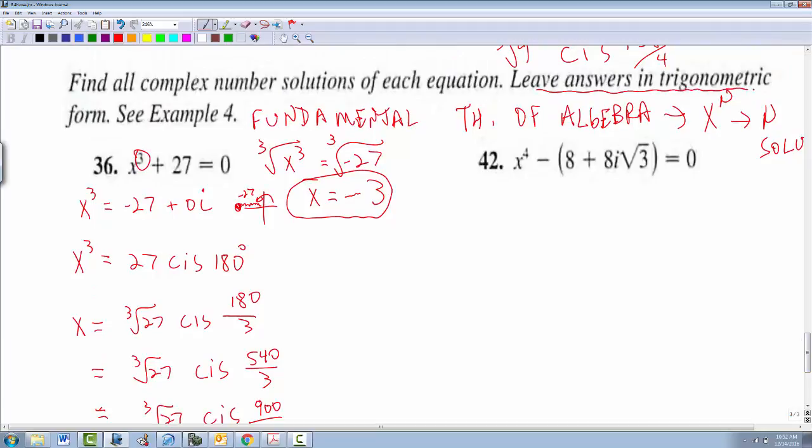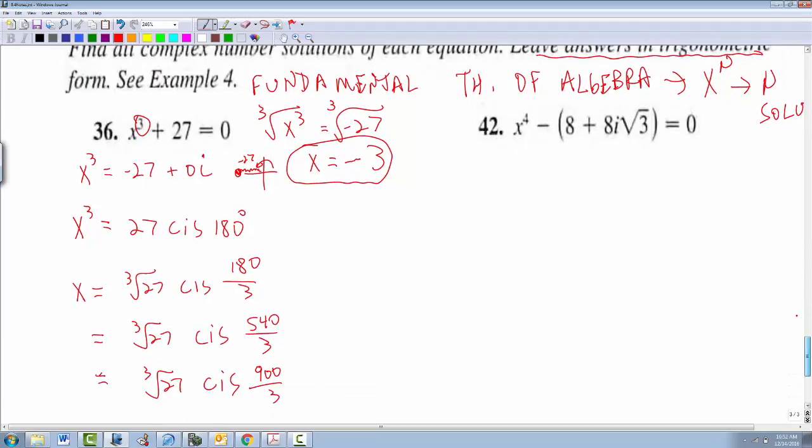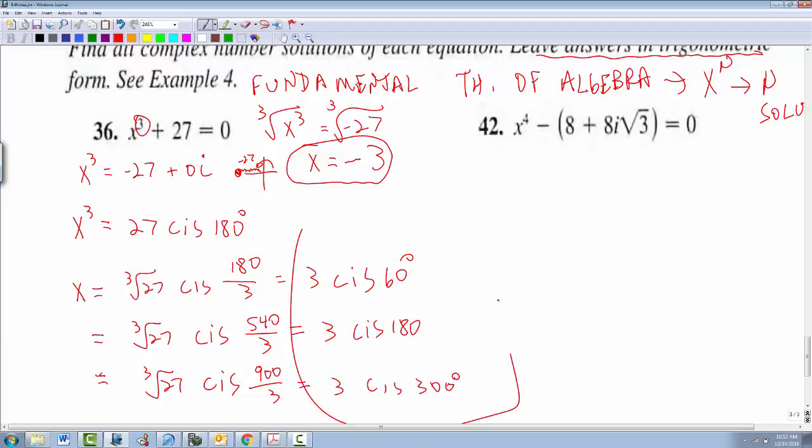Leave the answers in what? Trig form. So your answers are, what's the cube root of 27, by the way? 3 cis 60. 3 cis 180? Yep. And then 3 cis 300. And guess what? Okay, you're done. Move on.